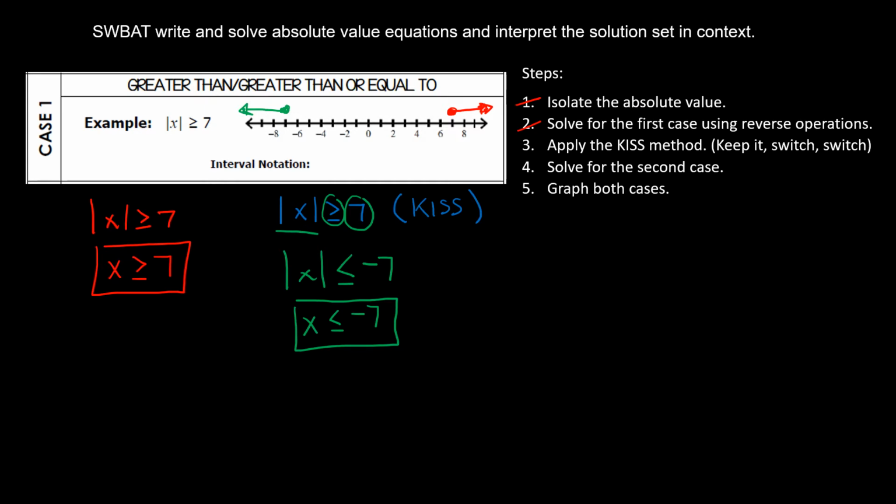So again, you want to isolate the absolute value, solve the first case, which this one was easy, apply the KISS method, solve for the second case, and graph. Let's do another one together.